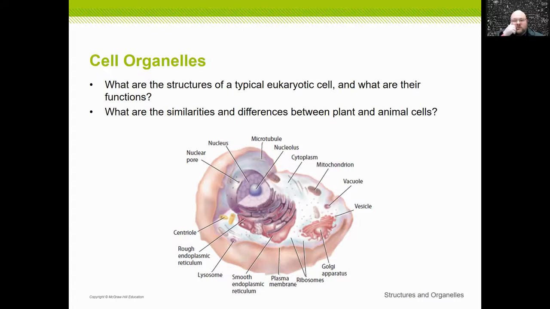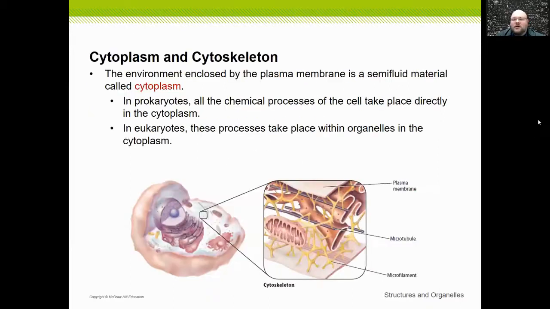So we're going to look at cells. We're going to look at these questions here. What are the structures of a typical eukaryotic cell and what are their functions? What are the similarities and differences between plant and animal cells? We're going to see that they have many of the same organelles, but plants have a few different ones that animal cells don't have. But let's go ahead and get started here.